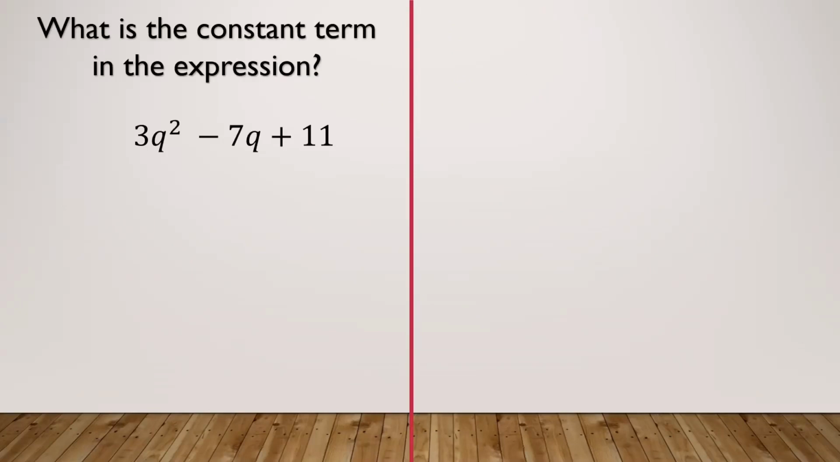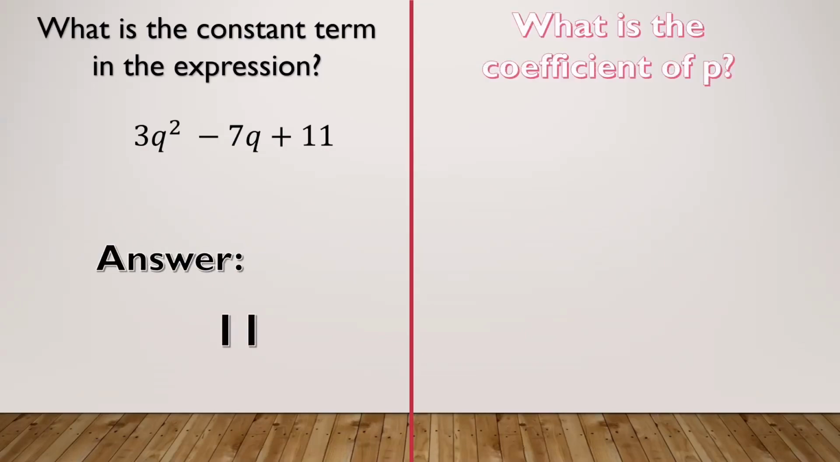So let's look at this left side here. What is the constant term in the expression? In this one expression, 3q squared minus 7q plus 11, our constant is 11. It's the one without a variable. Now, if I wanted to focus on coefficients, let's particularly look at this expression. I want to look at the variable of p, and I want to know what the coefficient of p is. That's right. If you said negative 23, you are correct.